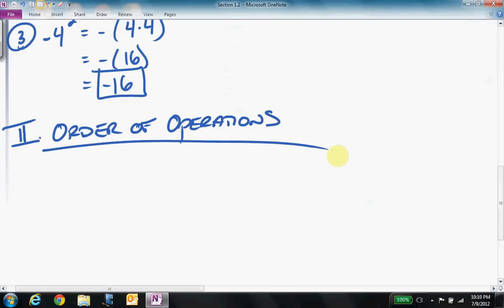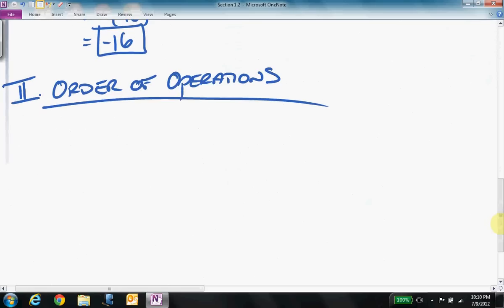Order of operations is a basic part of evaluating a mathematical expression. A lot of students say, oh, I know all my order of operations, and that may be true, but you don't always follow them. It's very, very important you understand order of operations and apply them properly, otherwise your answer will not always come out correct.